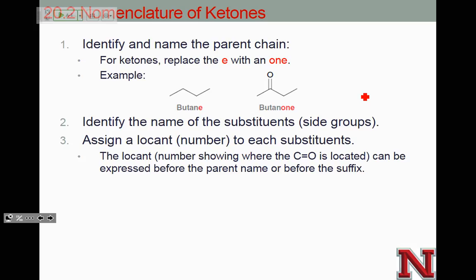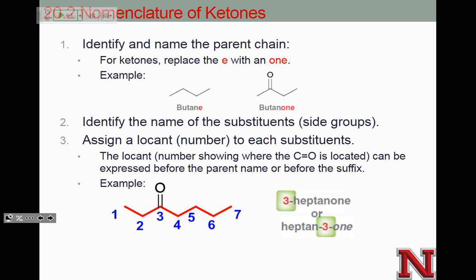So then, based on that, you want your ketone carbon to be the lowest number possible. For example here, we want our ketone to be 3, and then we can write 3-heptanone, or heptane-3-one. Also notice the E is dropped from heptane. That's pretty common because we have an -one here. So it wouldn't be 5. We want the lowest number in the system possible.